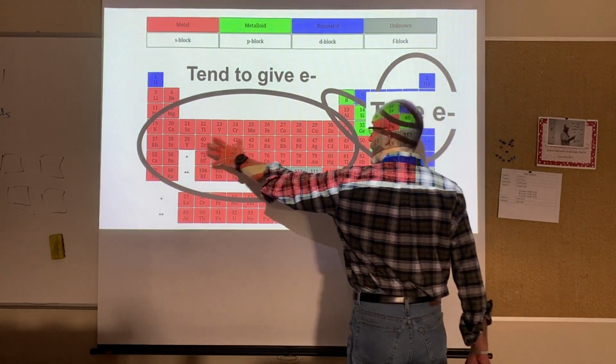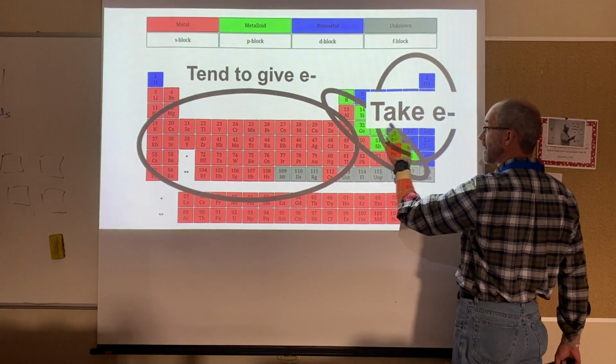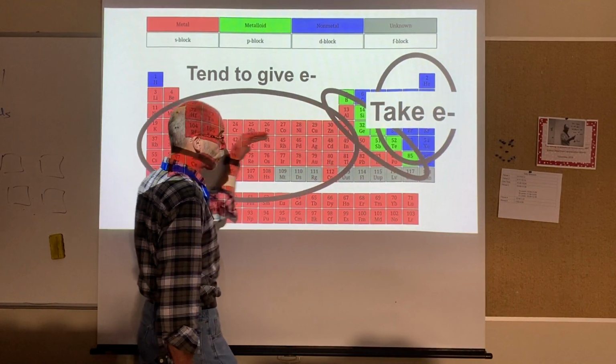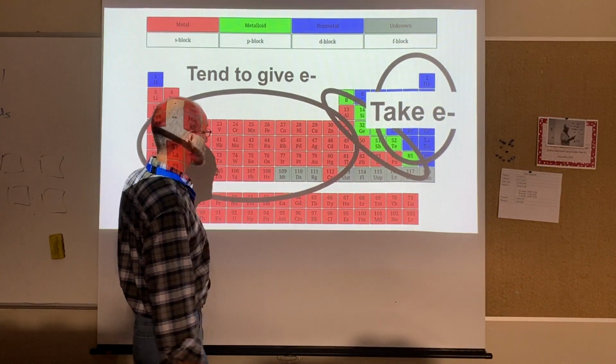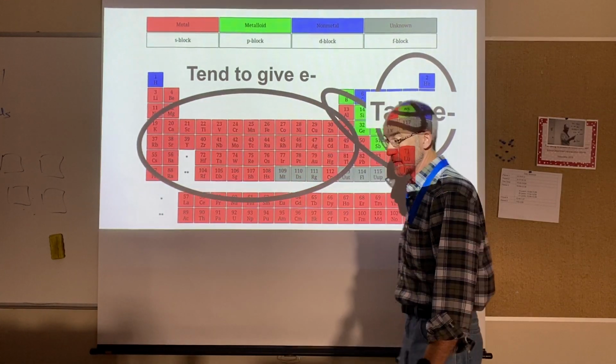This section in red are known as metals. We have our metalloids that have some characteristics of both metals and nonmetals, because don't forget, what are we doing as we move across the table? We are transitioning from the metals to the nonmetals.